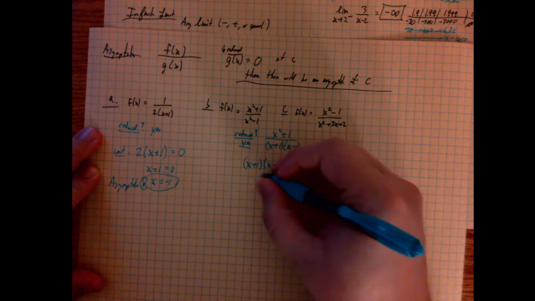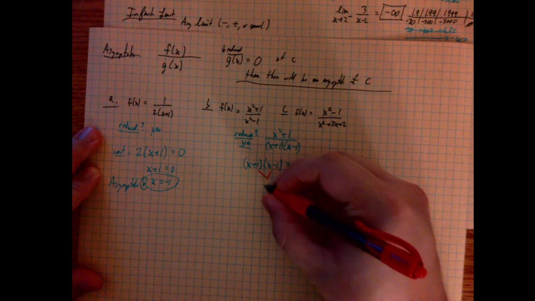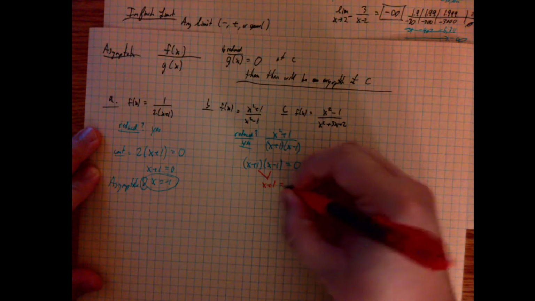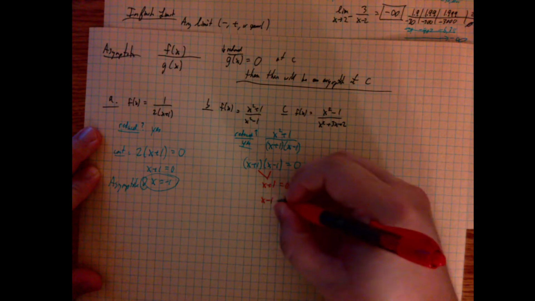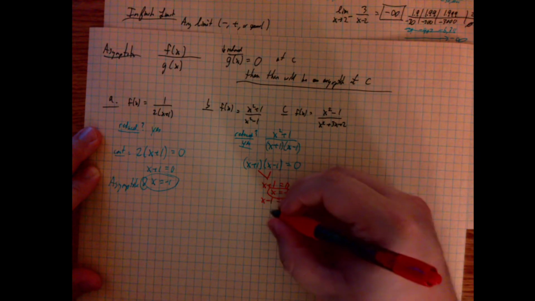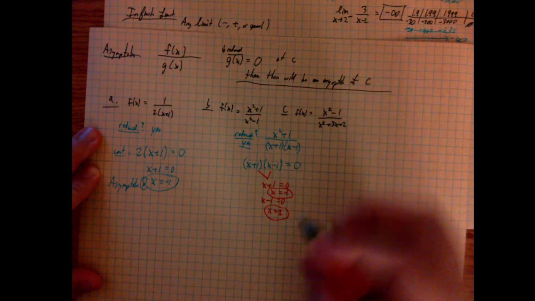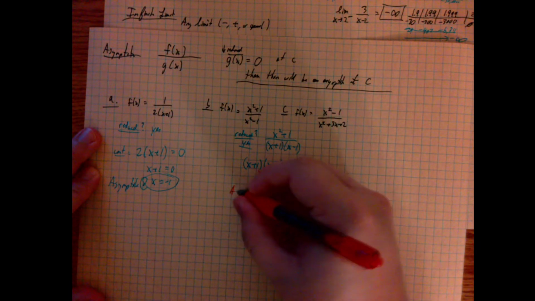I can then take this and split it into two problems. This is called the fundamental theorem of algebra. X plus 1 equals 0, and x minus 1 equals 0. And I can solve each one. For this first one I get negative 1. This one I get positive 1. So these are both places where there's going to be an asymptote.